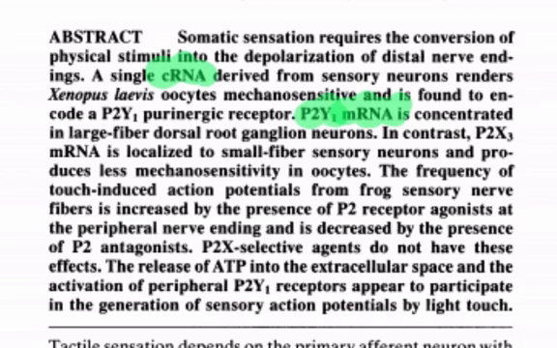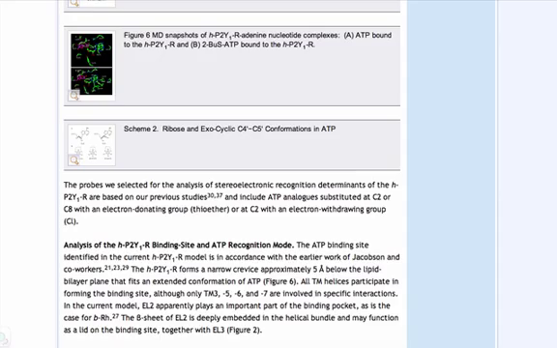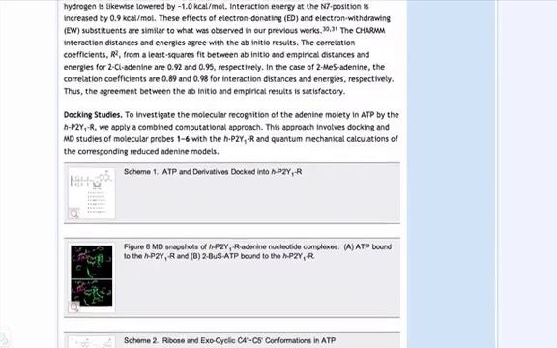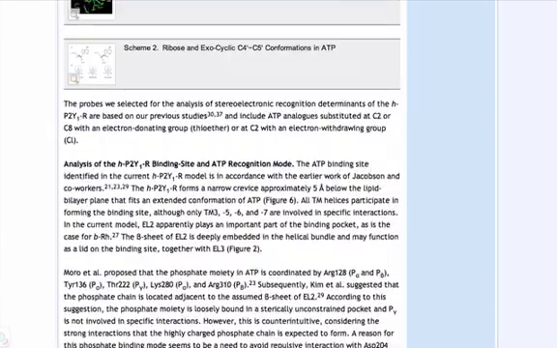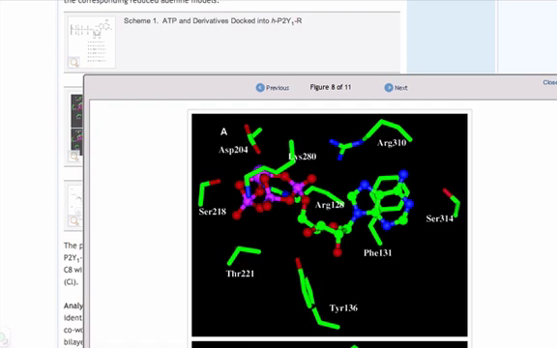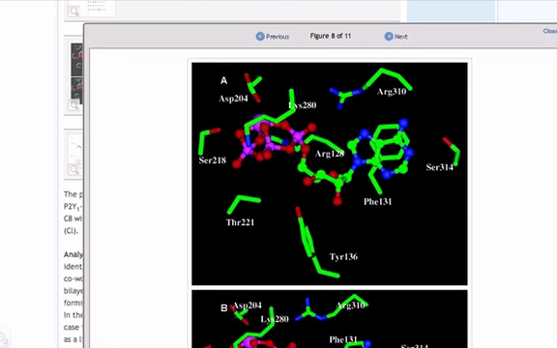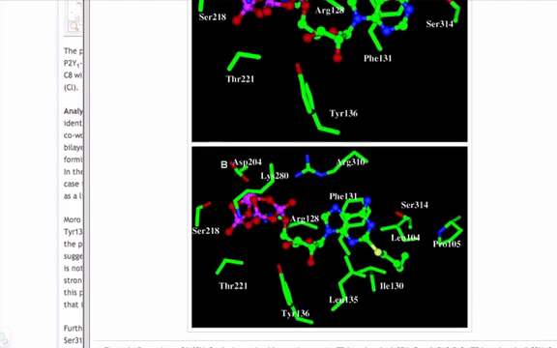For the sense of touch, the P2Y receptors appear to be critical. I've tracked down a paper describing in detail the steric and electronic properties of the ATP binding site in this protein. Notice that at this point, I've zoomed in from the macroscopic effect of the sense of touch to a microscopic mechanism, the binding of ATP to P2Y receptors.